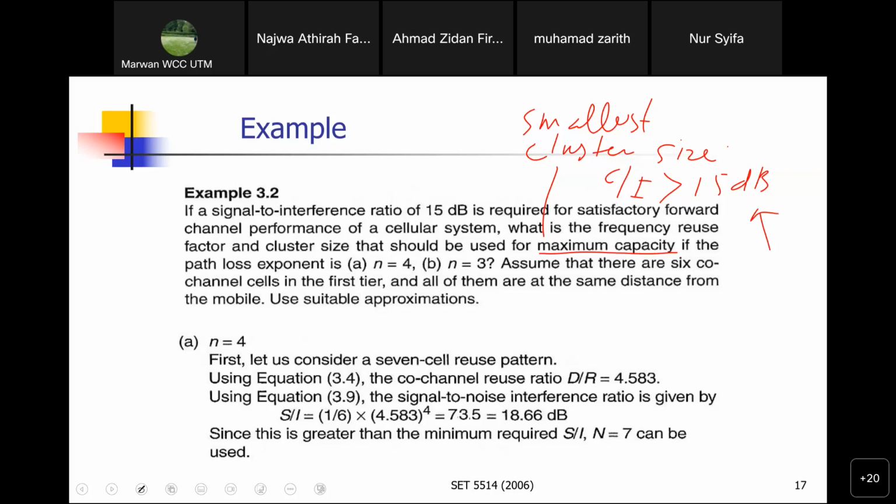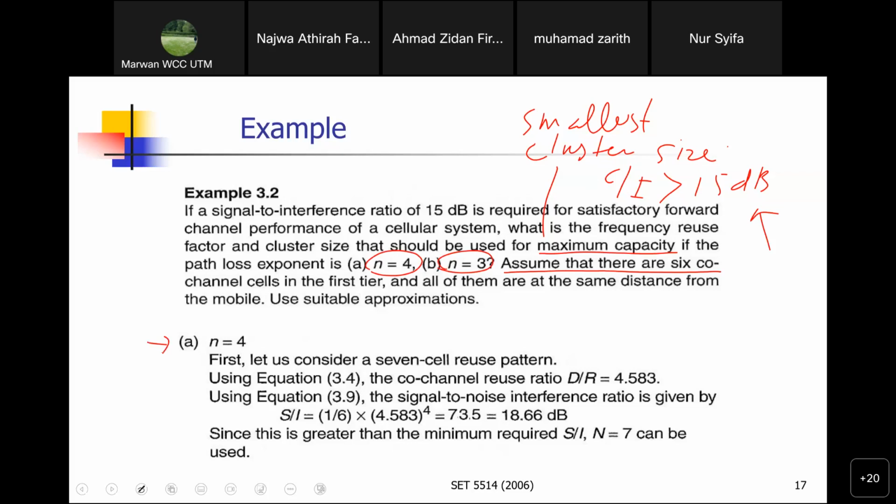Okay, and then they say here assume there are 6 co-channel cells in the first tier. Use a suitable approximation. So now they are using 2 different environments. One is n equals 4, one is n equals 3. n equals 4 means it is a more severe environment because your attenuation is going to be faster. So question A, when you look at n equals 4, they are trying to use a D over R of 7.